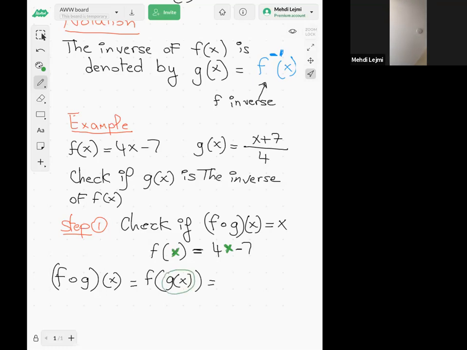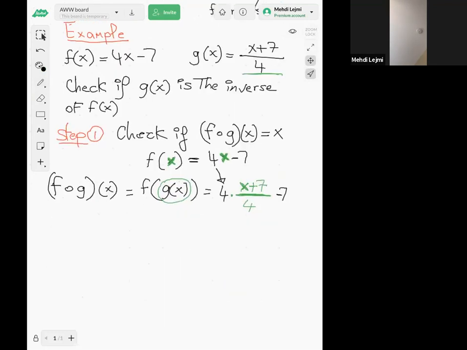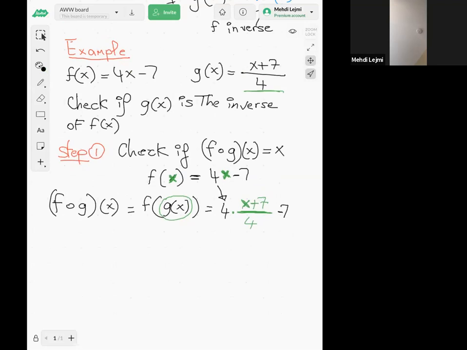So it's gonna be 4, and then instead of x, we're gonna have g of x. Here's my g of x: x plus 7, the whole thing over 4. This is multiplication here. And then we have minus 7. Okay, so let's simplify this. So this is f composed with g.